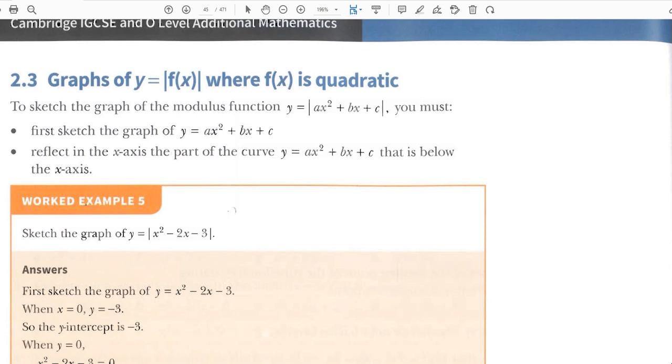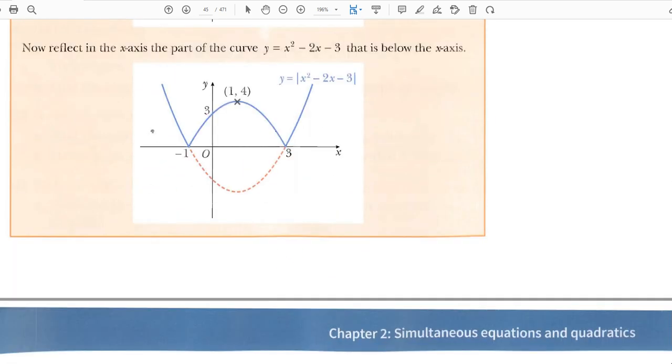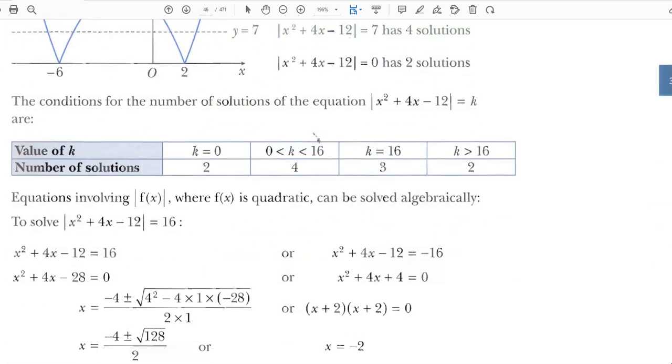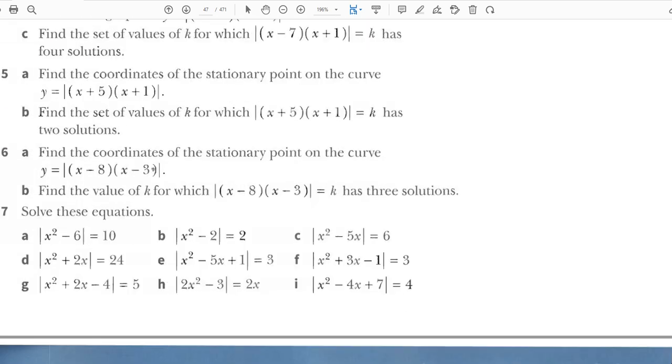What next? Our next topic will be graph of y is equals to absolute function, absolute f(x), where f(x) is quadratic. So we will learn in next lecture. And how many questions in exercise 2.3? There are 7 questions with many parts. I promise you I will do each and every question from this exercise 2.3 with each and every part. There is no YouTube channel, students, where a teacher does each and every question, each and every part.